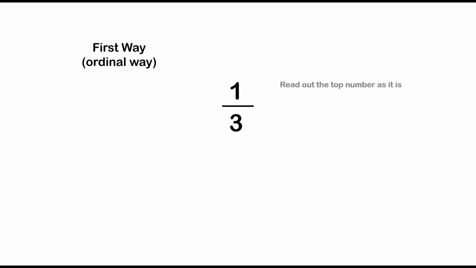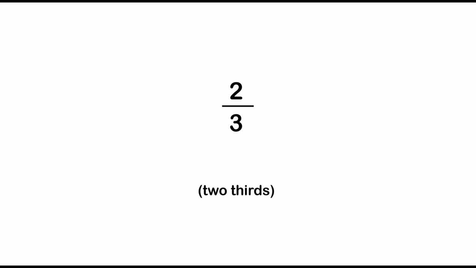Now in the ordinal way, we read the top number of a fraction as it is, and then we finish with the ordinal number of the bottom number. In the present case, we read it as 1/3. Using the same logic, this fraction will be spoken as 2/3.